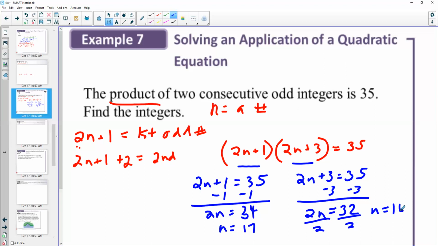Here's the thing, if you think this through, what do those numbers have to be? 2 consecutive odd integers make 35. Well, they make 5 times 7, wouldn't it? How do I get to those?